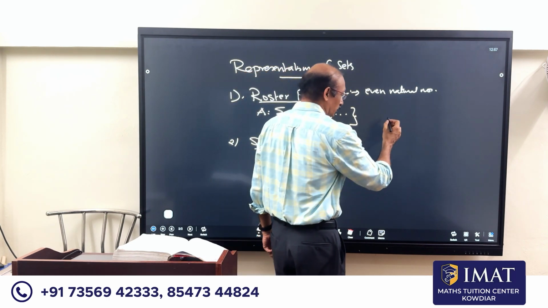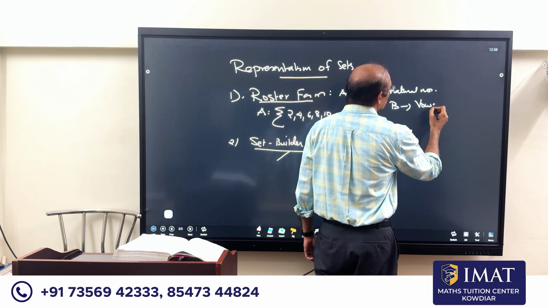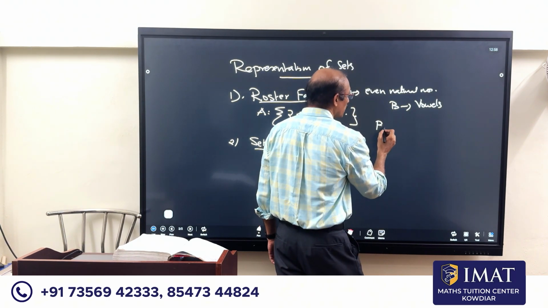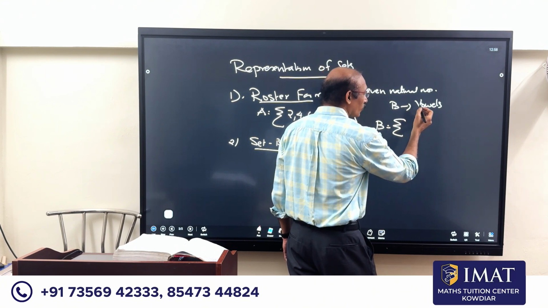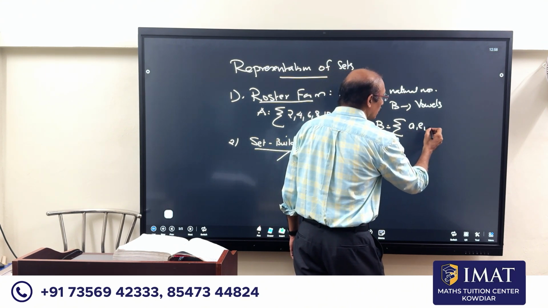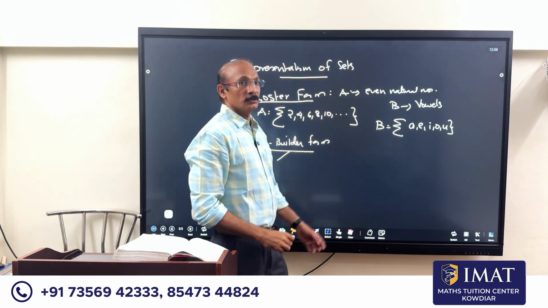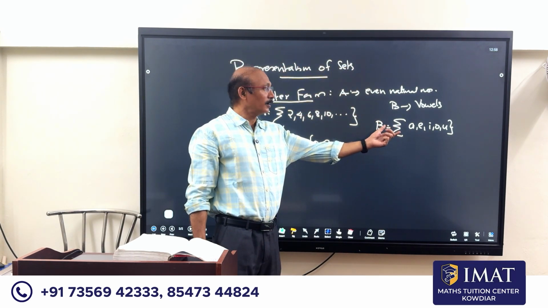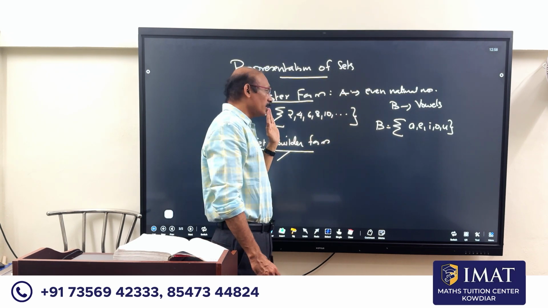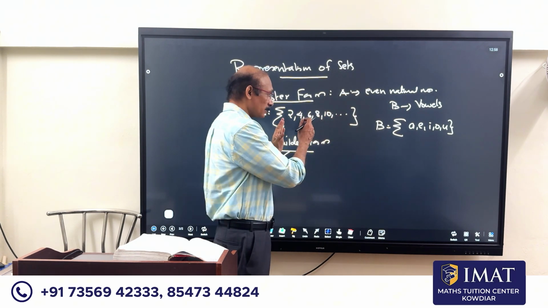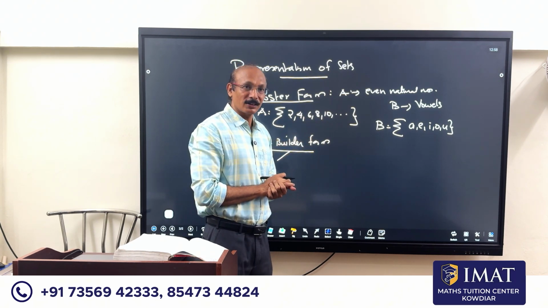Suppose I say vowels. I say B is a set. B stands for vowels. Then you can say set B is equal to, you write down the elements of this. What are the vowels? You know, it is A, E, I, O, U. This representation is called the roster representation. So what is roster representation? You list down the elements of the set, separated by commas, enclosed within curly brackets. I hope this point is clear.